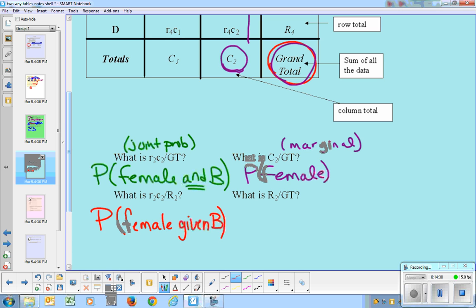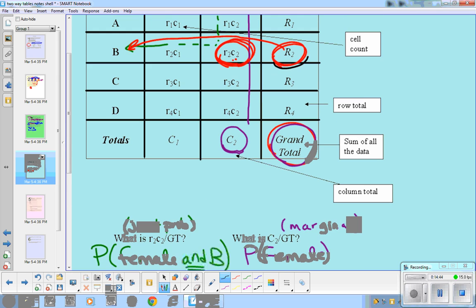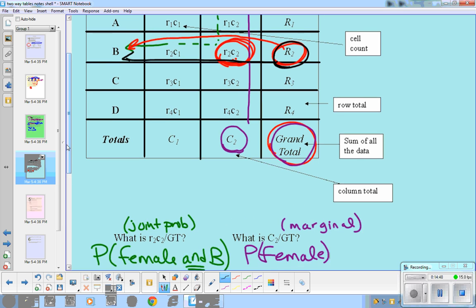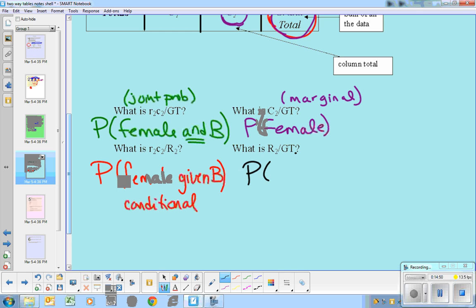And the last one must be a repeat, because now we've hit all 3 kinds. So R2 divided by the grand total. R2 is row 2, which again represents B students, as we were just saying in the previous question. So this must be the probability of being a B student. It doesn't mention anything at all about gender, okay? And so again, because we're ignoring one of the variables and only using things from the edges of the chart, that's a marginal probability. All right, so now we're going to do a couple practice problems.